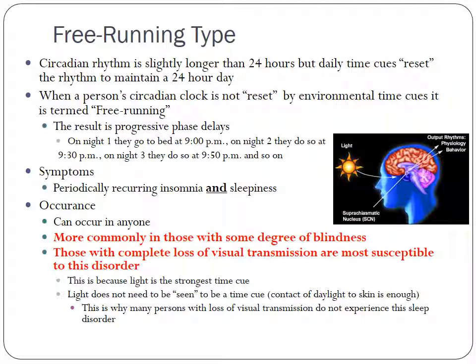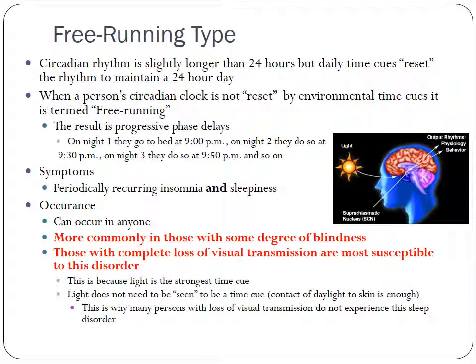Symptoms are periodically recurring insomnia and sleepiness. So they're hypersomnic, or they're really sleepy, and then at the same time they have difficulty falling asleep. It can occur in anyone. However, it's more common in those with some degree of blindness. Those with complete loss of visual transmission are most susceptible to this disorder. This is because light is the strongest time cue. Light does not need to be seen to be a time cue. Contact of daylight to skin is enough for it to be.